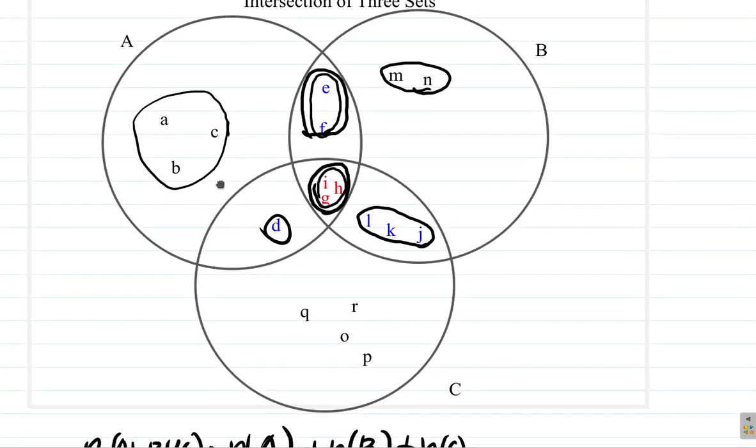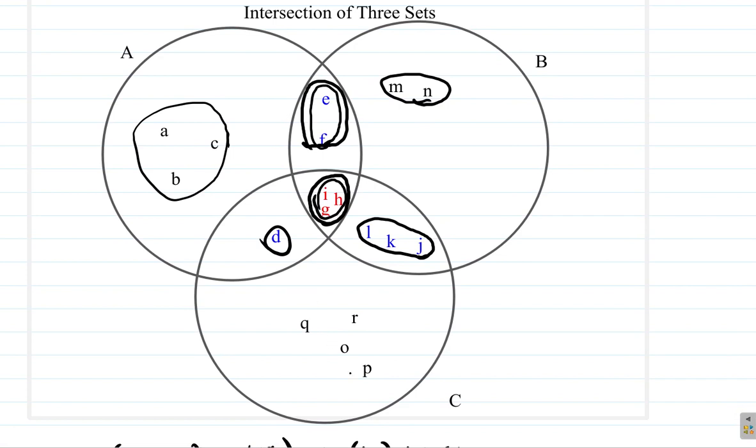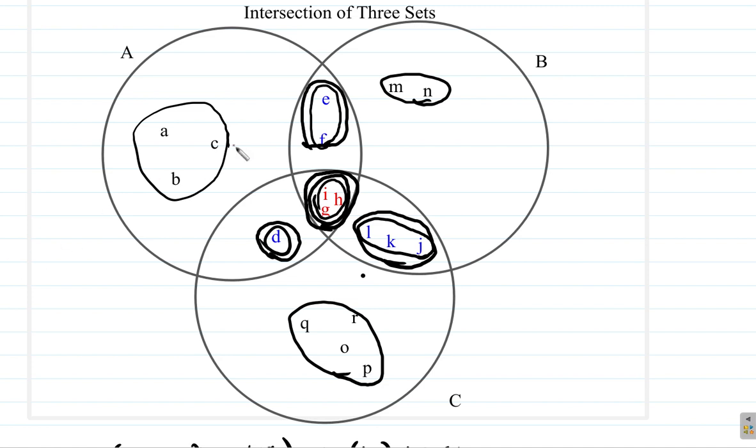When we're counting them, we would count these. We would have to count this part again. We would count this. And we would count these again. So, we counted this 2 times. We counted this 2 times. 2 times. 3 times. So we have to remove the double counting and the triple countings.